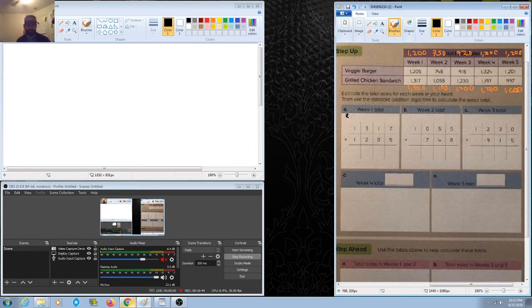So, estimate, we should get 1,200 plus 1,300 is 2,500. So let's go ahead and take the sum. So again, despite how many place values we have, our strategy is the same. So 7 plus 5 is 12.